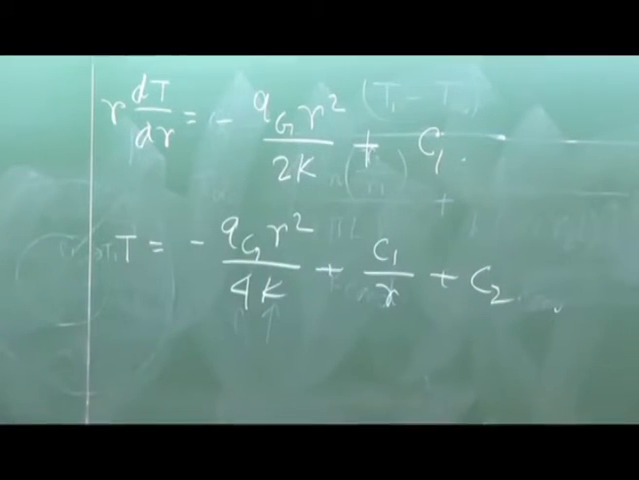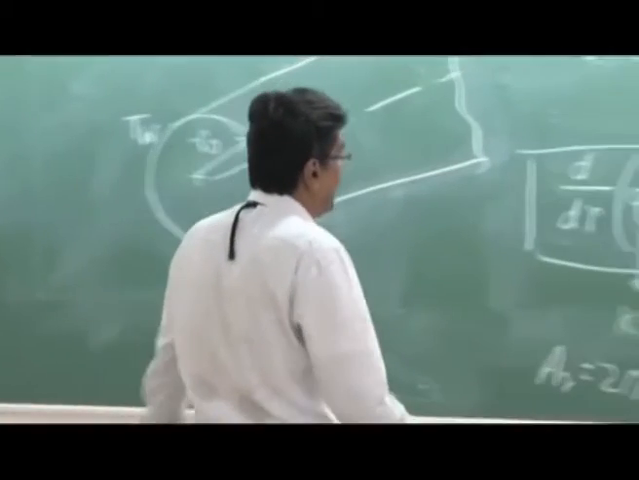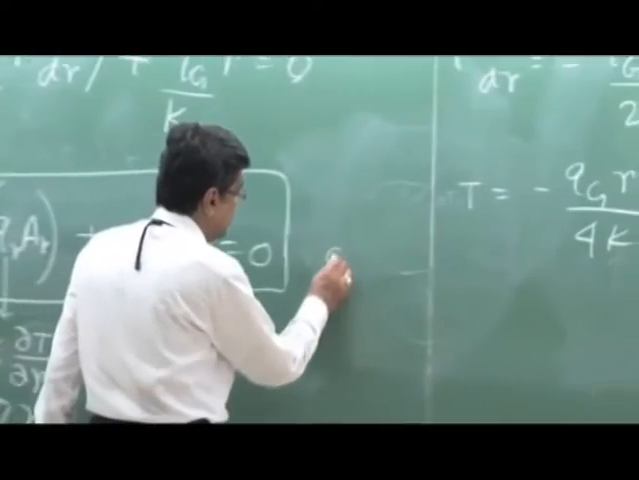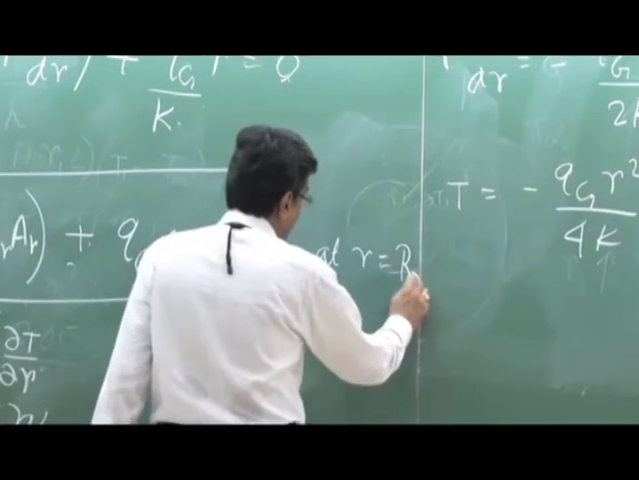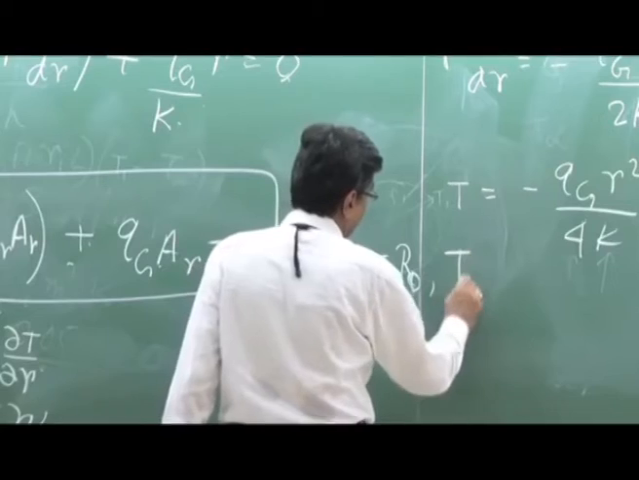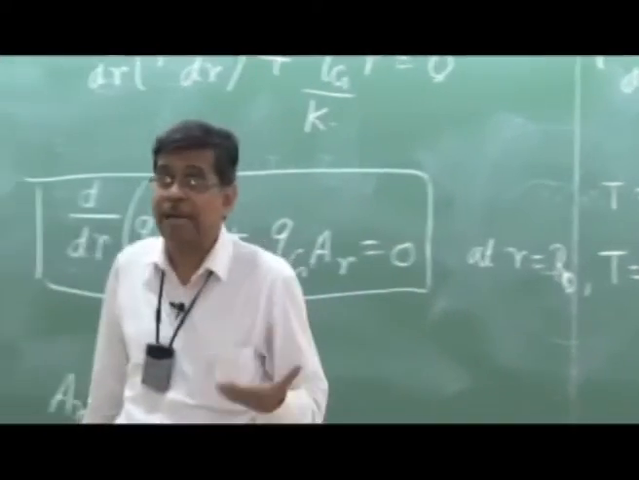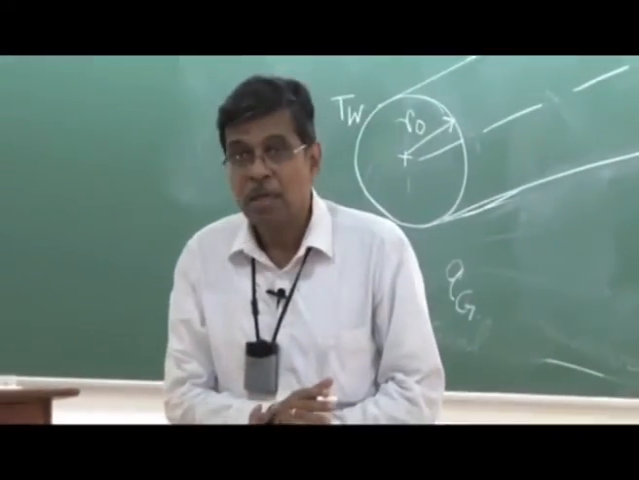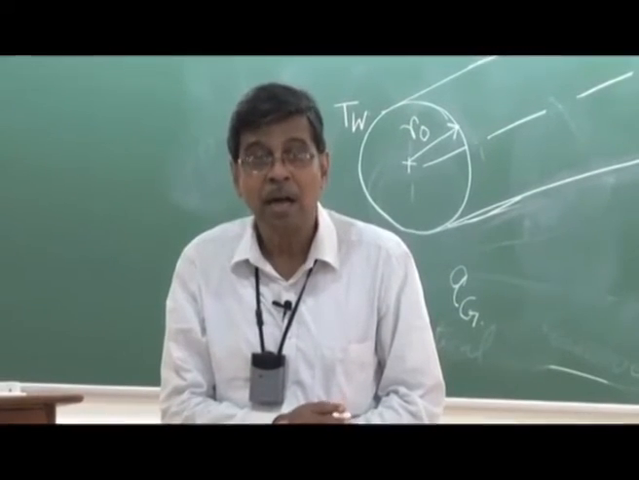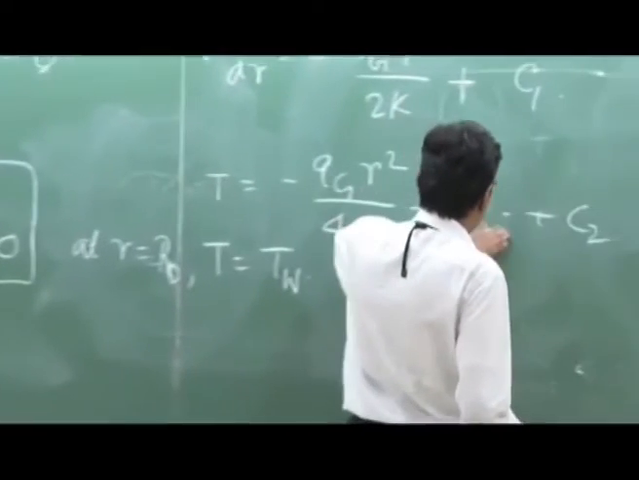There are two constants, so you require two boundary conditions. What are the two boundary conditions? One is very simple: at R is equal to R0, the problem is prescribed, T is equal to TW. This boundary condition comes from the practical information that we have to keep the surface at a given temperature. C1 ln R. So I have not integrated. Good. So I will get 0.